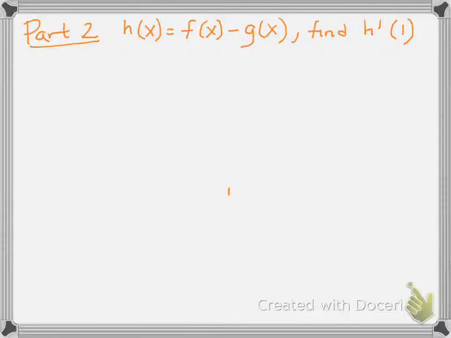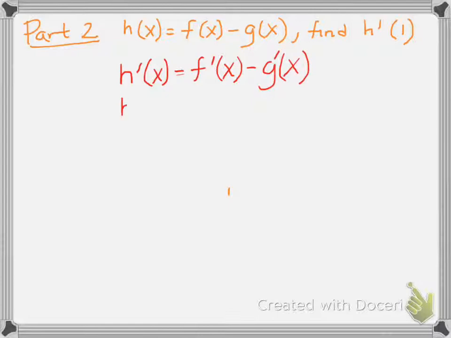Part 2 says h of x equals f of x minus g of x. Find h prime at 1. So my derivative of h in this case would be equal to h prime of x equals f prime of x minus g prime of x. Alright, and now that I have that derivative, I have to find the derivative when x is equal to 1. So I have to find f prime of 1 minus g prime of 1.